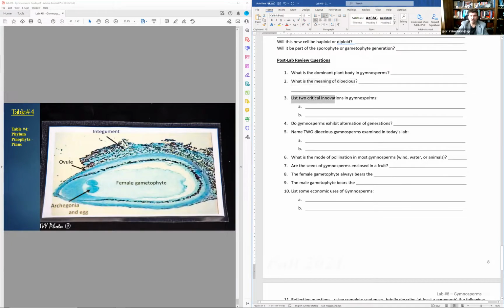This leads to the critical innovation of the gymnosperms: water is no longer needed for reproduction. Seeds. Do the gymnosperms exhibit alternation of generations? As all plants do, they do. Name two dioecious gymnosperms we examined in the lab today. Sago palm, or cycad, and a ginkgo.